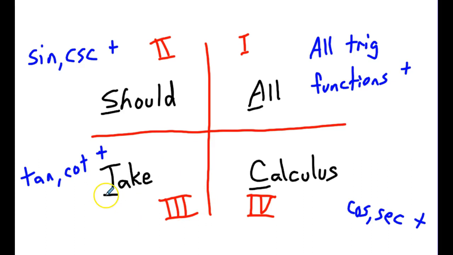Quadrant 3, T, is referring to tangent being positive, which means its reciprocal, which is cotangent, will be positive as well. The other 4 are going to be negative in quadrant 3. Quadrant 4, the C, standing for cosine, and its reciprocal, which is secant, are going to be positive. The other 4 trig functions will be negative. So all should take calculus. Make sure you have an understanding of this because we're going to use this next.